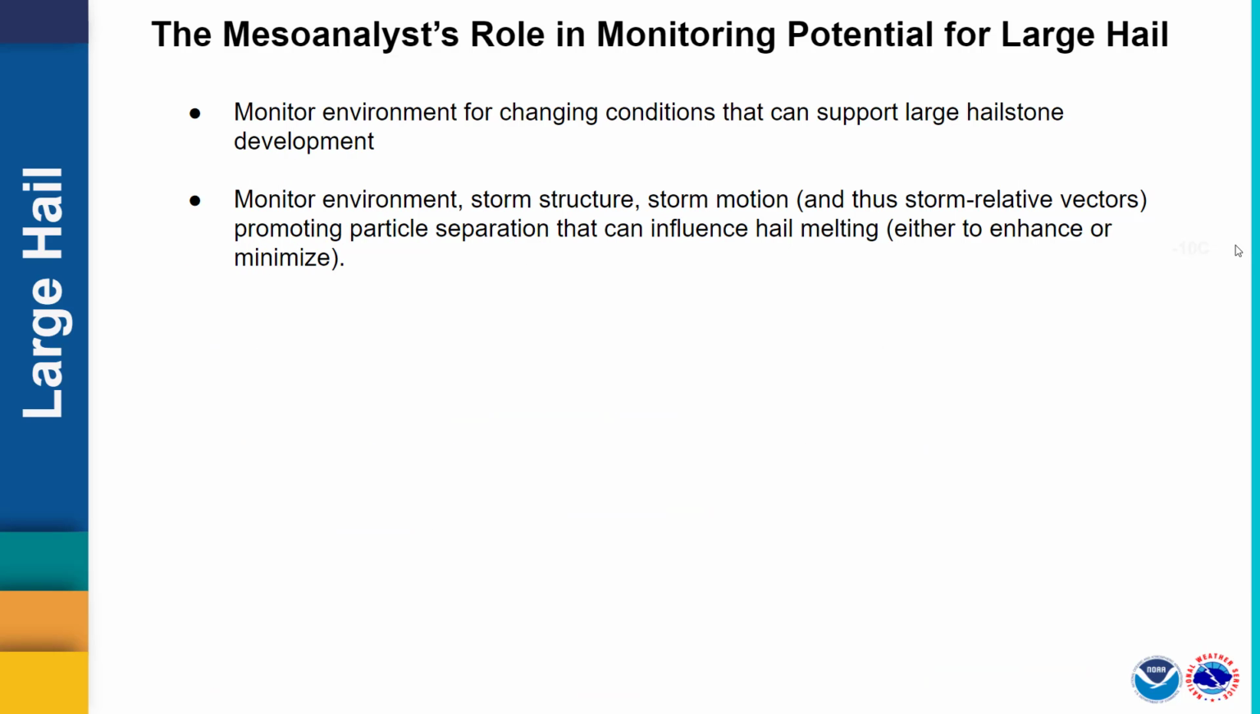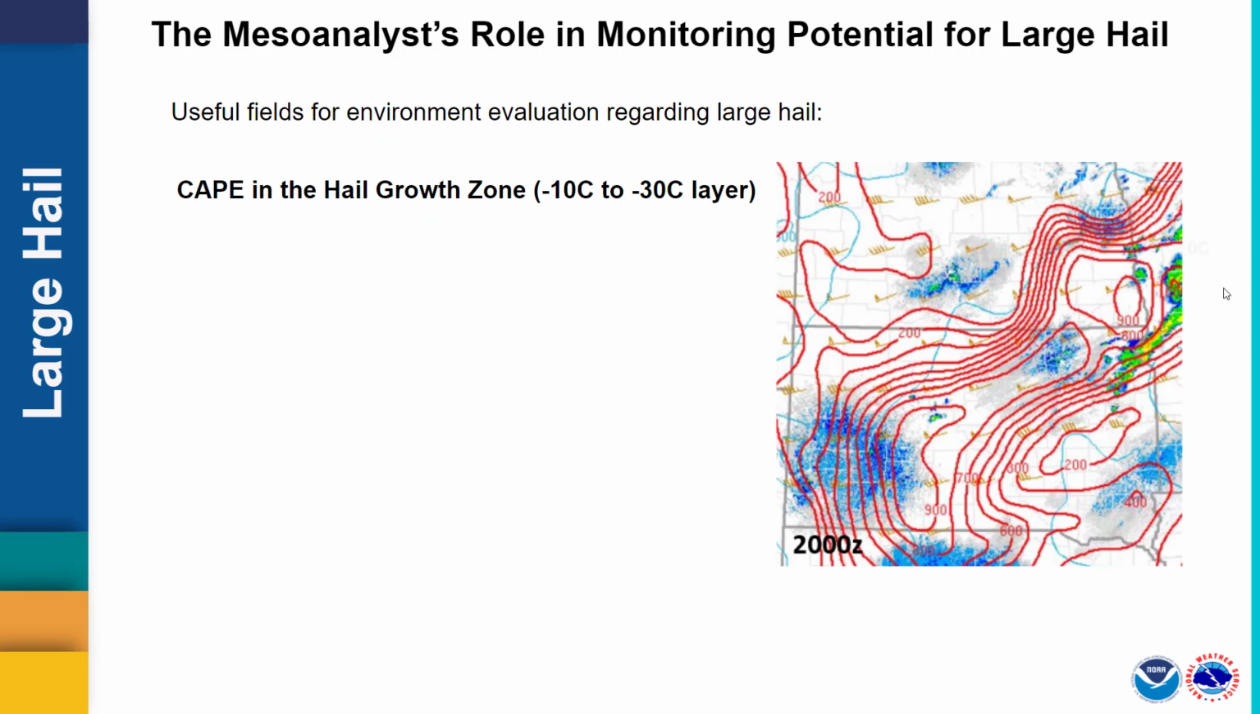Let's focus now on the mesoanalyst's role in monitoring for the potential of large hail, which includes monitoring for environment changes that can support large hailstone development, and monitoring storm structure and storm motion changes, and thus changes in storm relative vectors, promoting particle separation that can influence hail melting, either to enhance or minimize. There are several potentially useful fields one can look at to evaluate large hail potential.